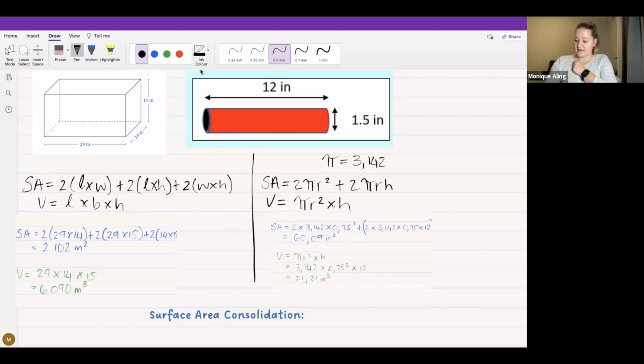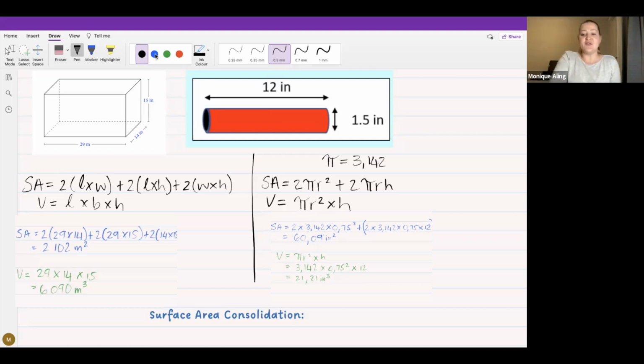Well done. So we say length times breadth times height. So it is 29 times 14 times 15, which gives us 6,090 meters cubed. Volume is cubed. Okay, so Bukamo, just careful there, it's meters cubed. But well done for remembering the unit.